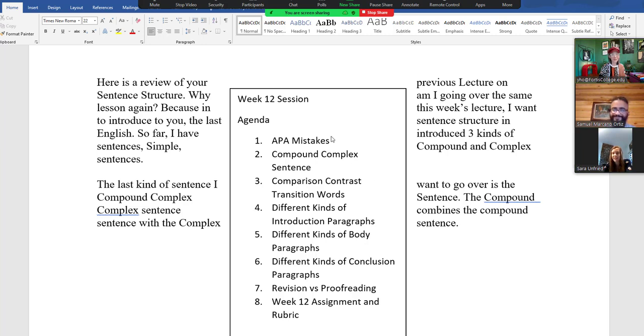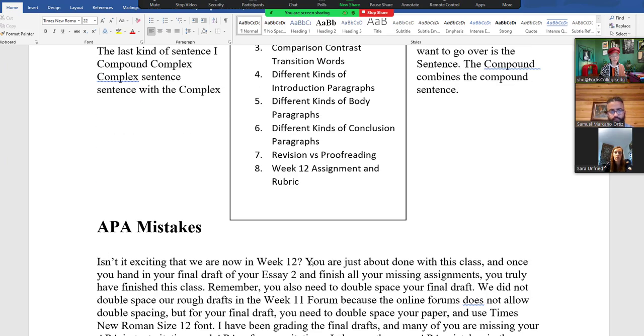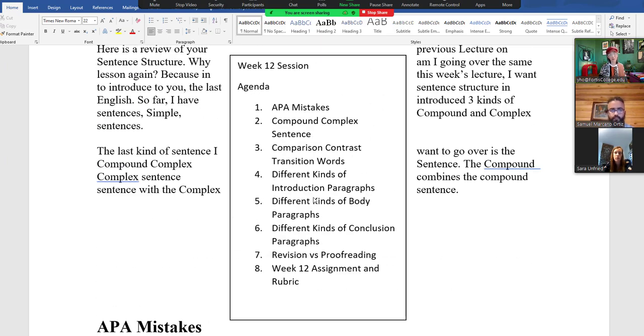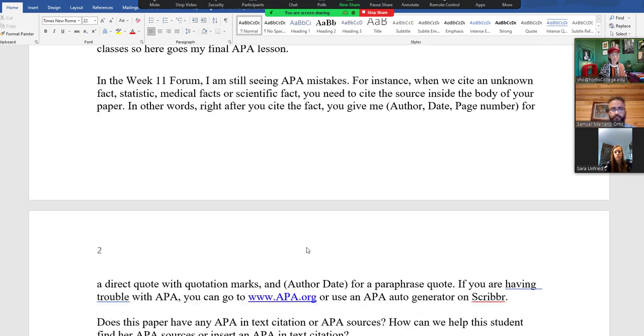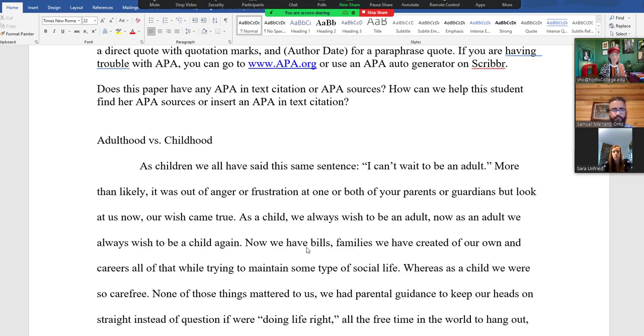So that's basically what I would do if I were to transition this into a PowerPoint. But this agenda would remain the same, except all of these are different slides. So that's just like introduction, body paragraph, and conclusion. So here are some APA mistakes that I've seen students make.